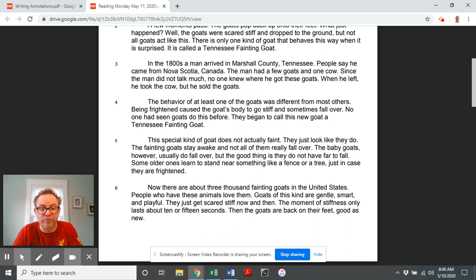Now, there are about 3,000 fainting goats in the United States. People who have these animals love them. Goats of this kind are gentle, smart, and playful. They just get scared stiff now and then. The moment of stiffness only lasts about 10 or 15 seconds. Then the goats are back on their feet, good as new.